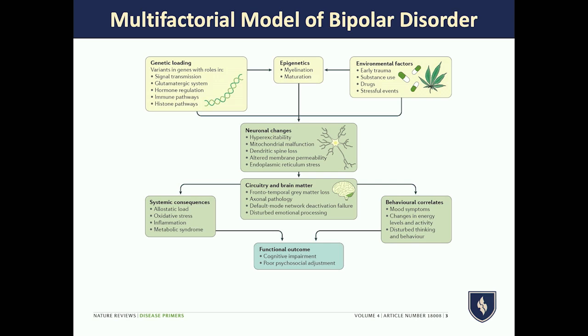But here you can see another illustration of that. There are some genetics that are involved with various immune pathways, receptor signaling pathways. There are some environmental triggers, some epigenetic effects. There are changes in neurons, changes in circuits, and then anything that causes allostatic load, oxidative stress, inflammation, metabolic syndrome, can really turn on the expression of these inflammatory pathways.